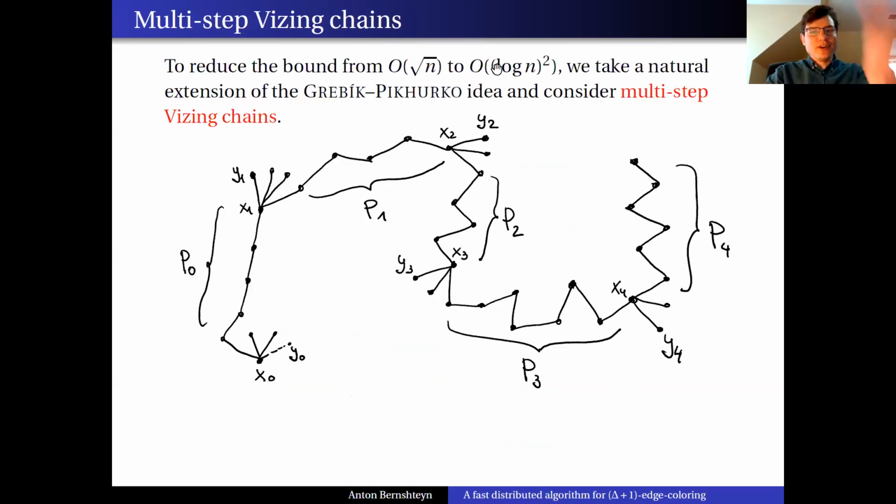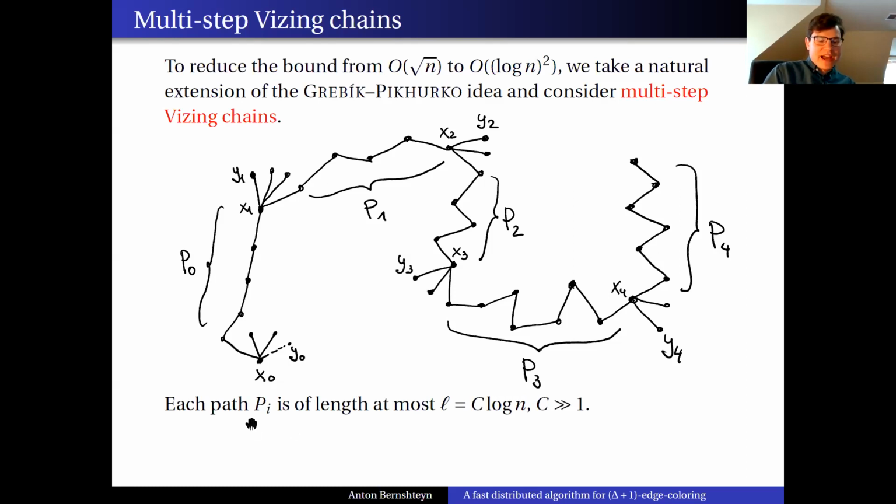We want a log n squared bound instead, so something better. So what we do, the natural next thing, we consider multi-step Vizing chains. So this is a picture of a multi-step Vizing chain. There's a fan, a path, a fan, a path, a fan, a path, etc. So the structure gets quite complicated now.